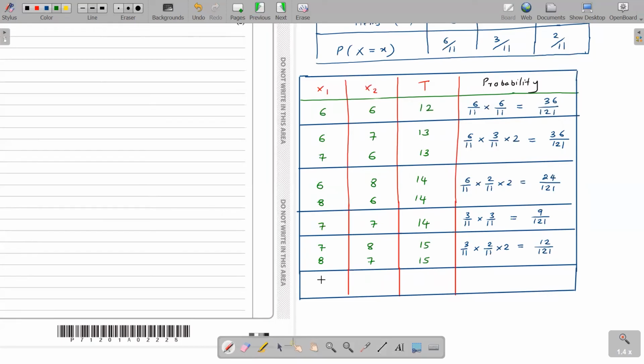Okay, so 8 plus 8 is 16, right? 2 over 11 into 2 over 11, which is?